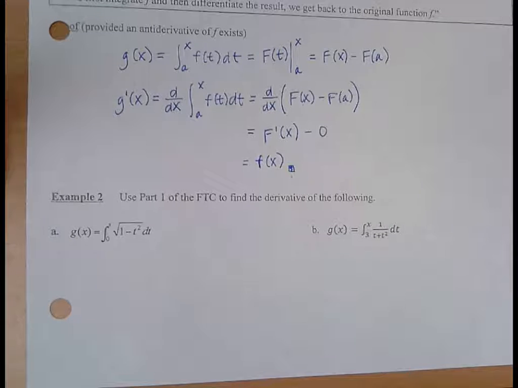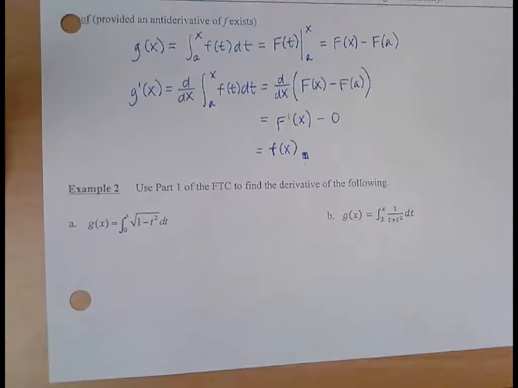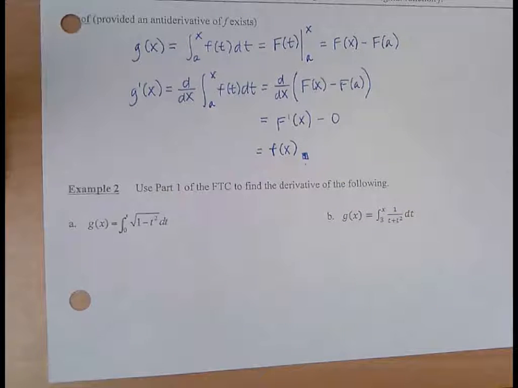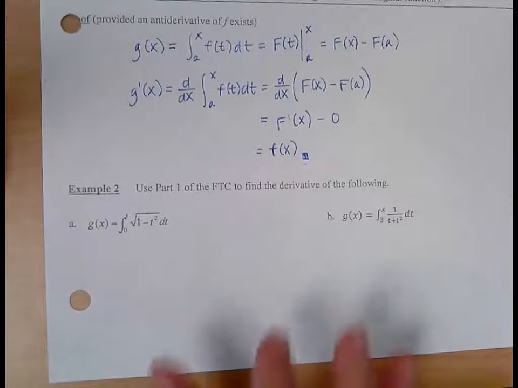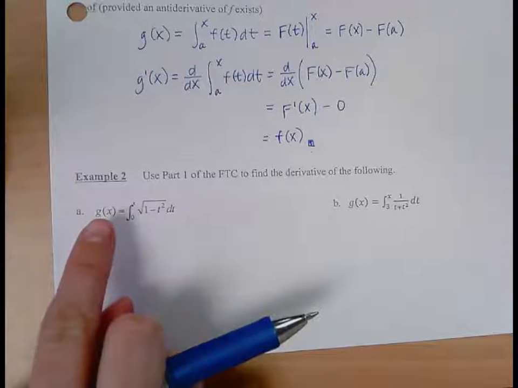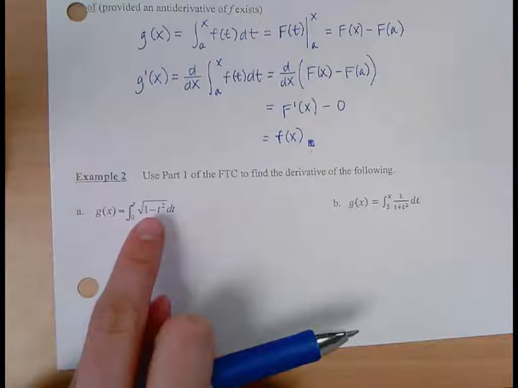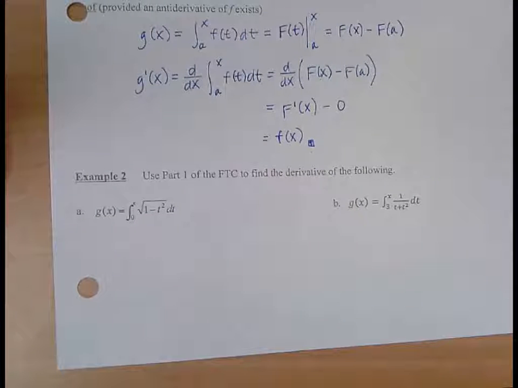So here's how to use it. Understanding the idea is important. Now, it might help your understanding to actually see how to use it. It says use part 1 of the FTC, Fundamental Theorem of Calculus, to find the derivative of the following. So if you have g of x is equal to the integral from 0 to x of the function square root of 1 minus t squared dt.